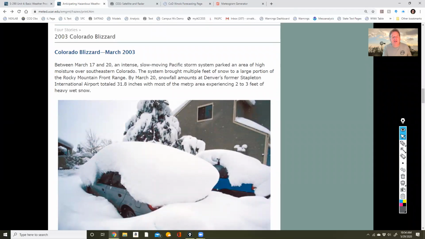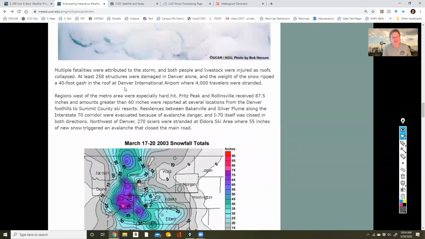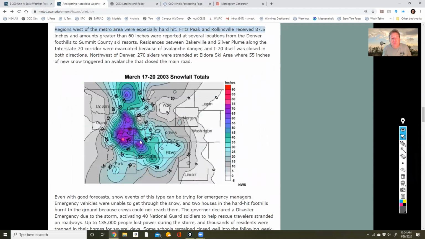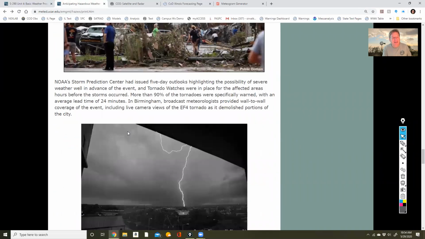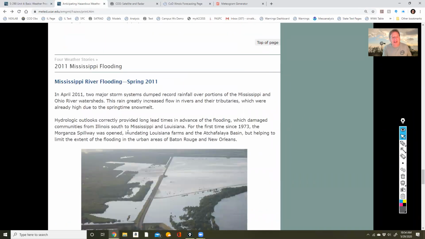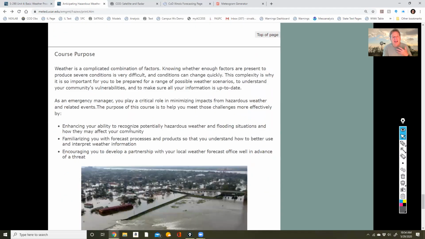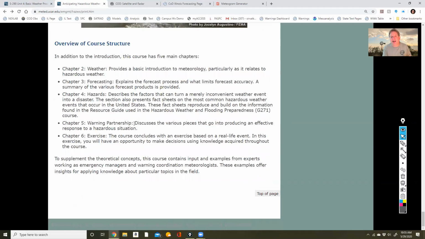Most of the metro area, 2 to 3 feet. There's 31.8 inches of snow. And what they did, I mean, it's crazy. Look at this. And this is the answer to one of the questions on the thing. Well, what's the most? 87.5 inches of snow. That's crazy. Here's a tornado outbreak. 2011, Mississippi River flooding. So they just tell you about what we're going to be doing in this class, okay?